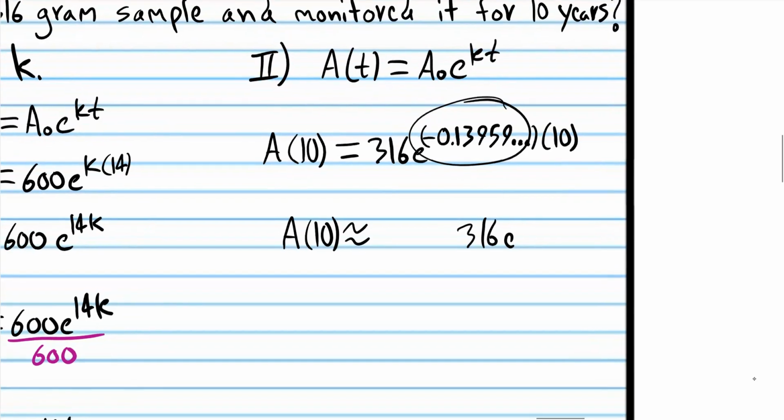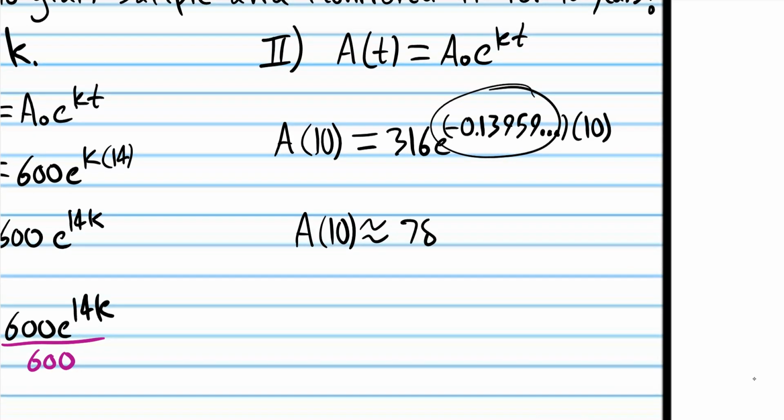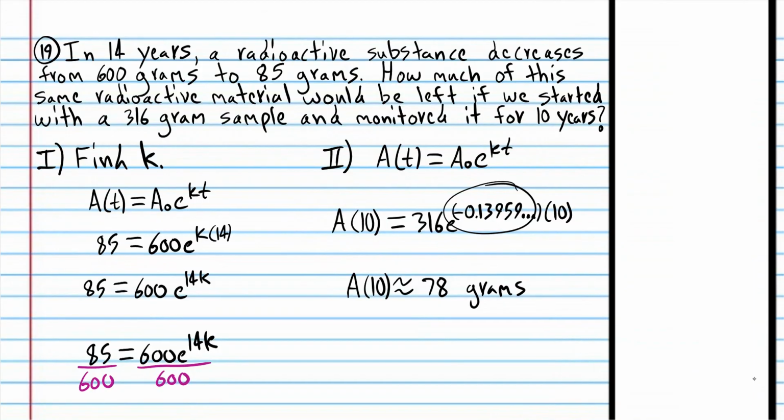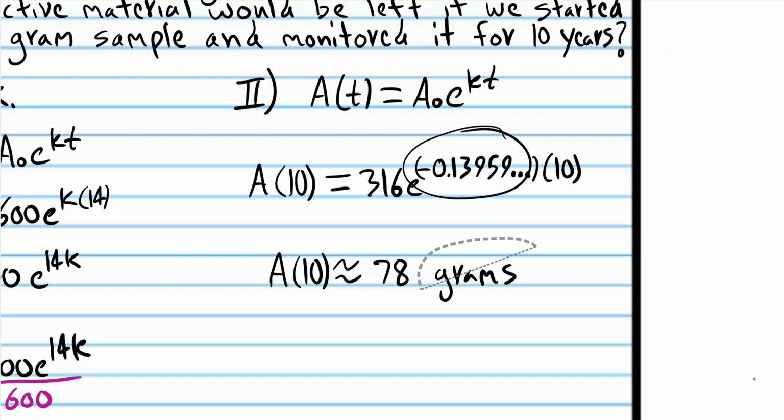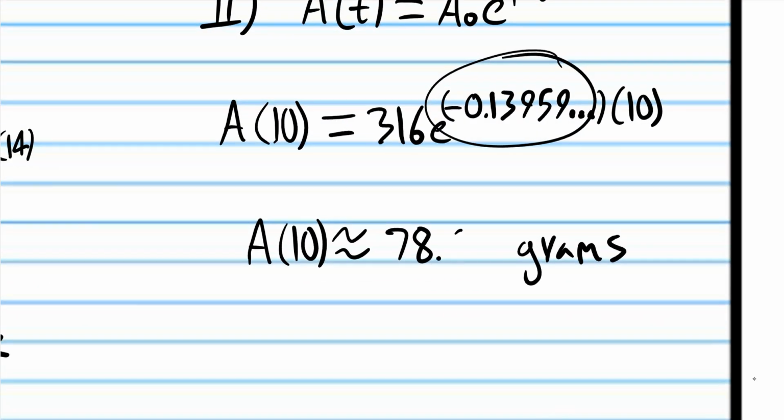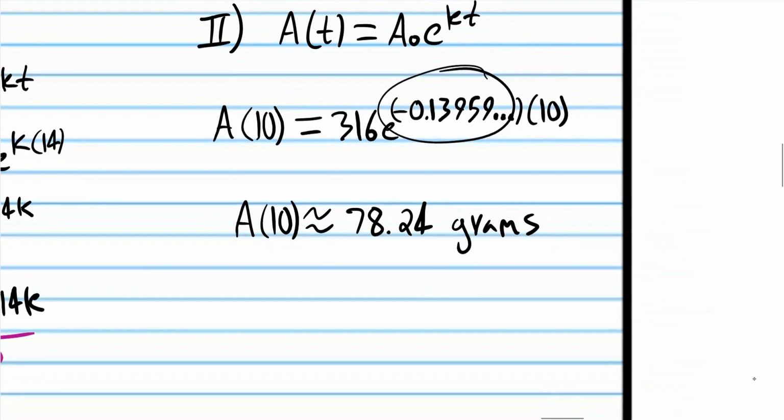So at this point you should have negative 0.013959 dot dot dot, and then times 10 and then enter. So times 10, and then you should have your answer. So we get 78 grams, approximately 78. It doesn't say what to round off to. So actually we should probably, given that we're dealing with radioactive substances and a very small amount, just round to the nearest hundredth place.